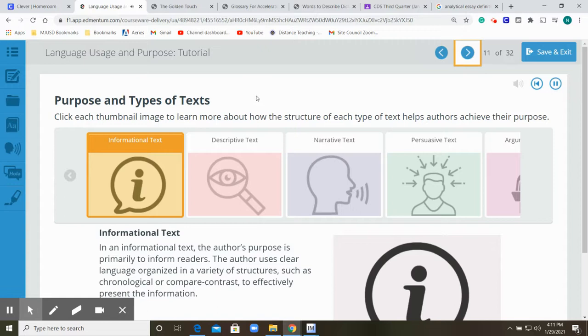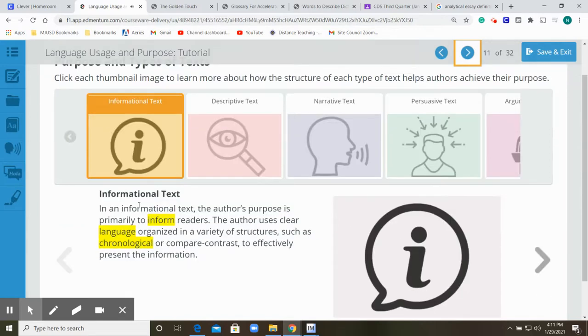Purpose and types of texts. Click each thumbnail image to learn more about how the structure of each type of text helps authors achieve their purpose. Informational text. In an informational text, the author's purpose is primarily to inform. The author uses clear language organized in a variety of structures such as chronological, that means by date, or compare and contrast, to effectively present the information.